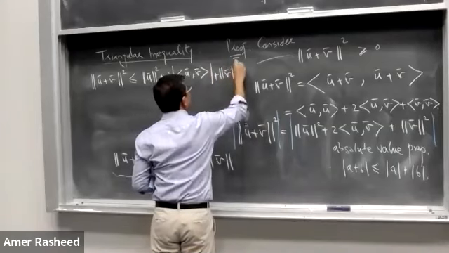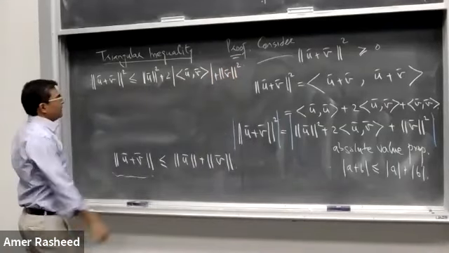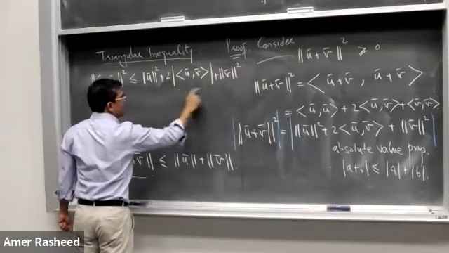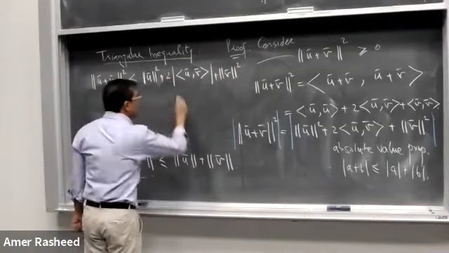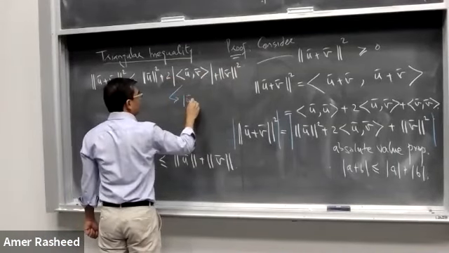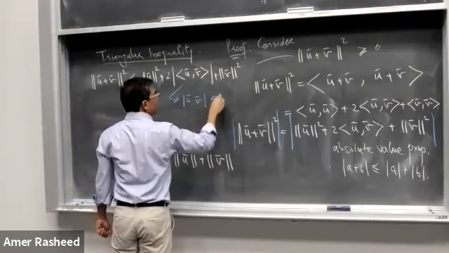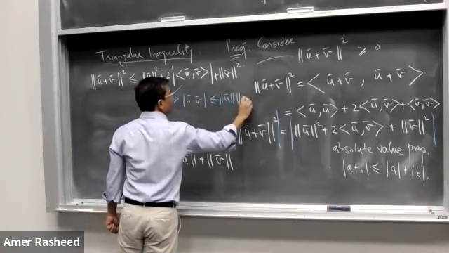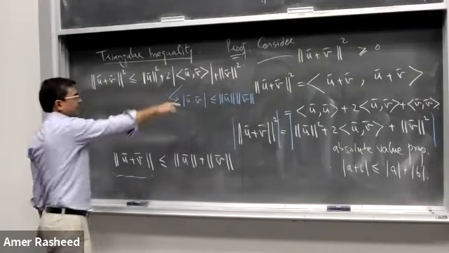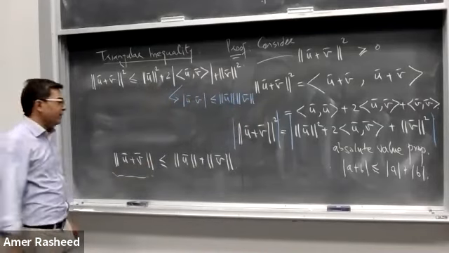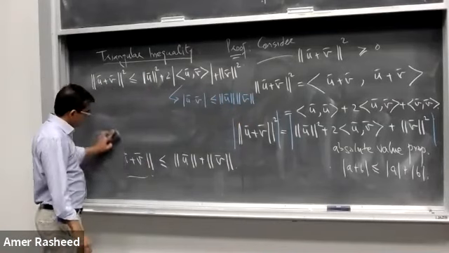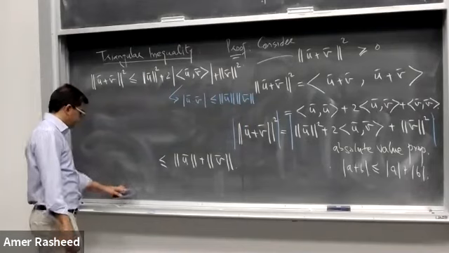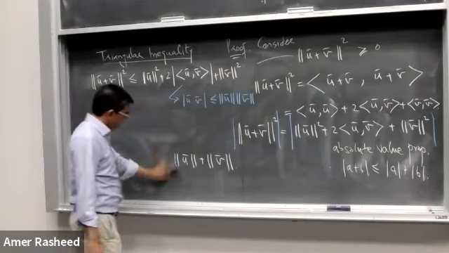the norm of v squared. Now here, what is this? This is the absolute value of u dot v. The absolute value of u dot v is less than or equal to the norm of u times the norm of v. And where does this come from? Can anyone tell me? The Cauchy-Schwarz inequality.